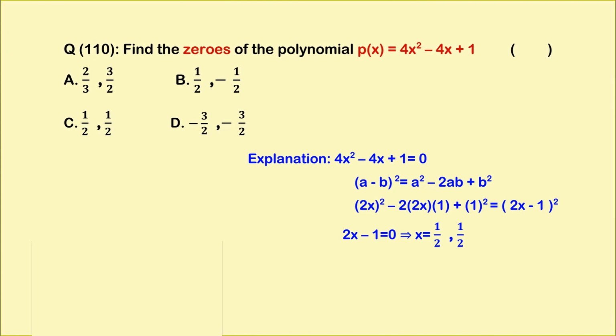If you make 2x minus 1 whole square equal to 0, x will be 1 by 2. So it is a quadratic polynomial, so it has two roots, 1 by 2 comma 1 by 2. So the right answer is C.